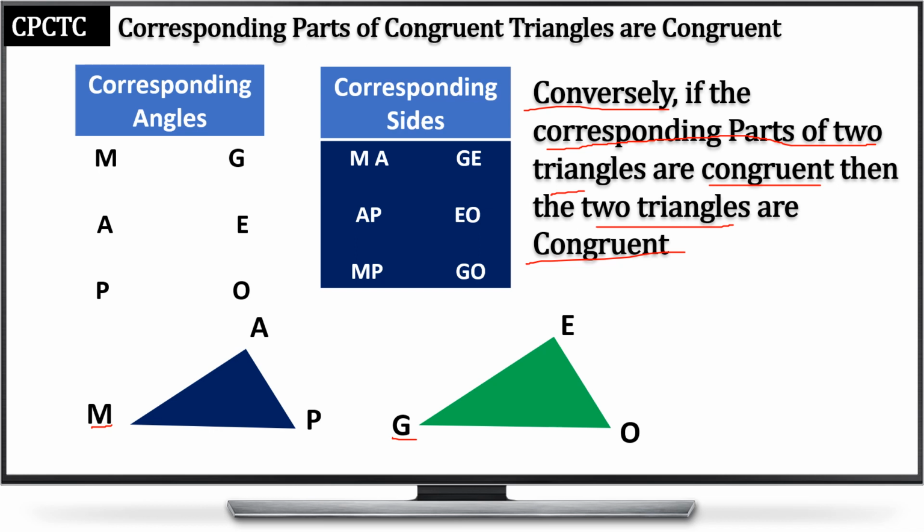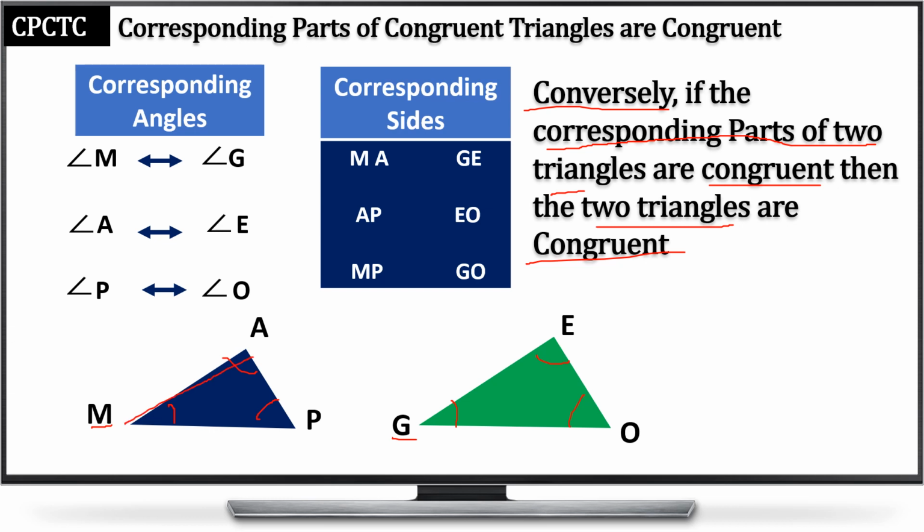The corresponding angles are angle M corresponds to angle G. Nasaan po yun? Ito po yung angle M corresponds to angle G. Then we have angle A corresponds to angle E. Kagaya ng ginawa natin kanina. Angle P corresponds to angle O. Now, according to sides, we have line segment ME.